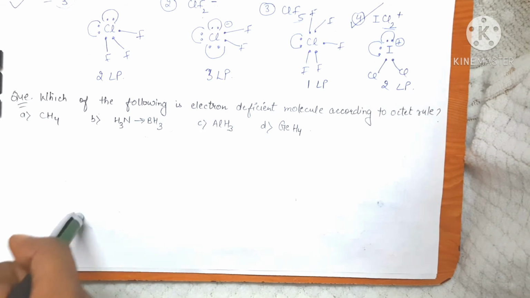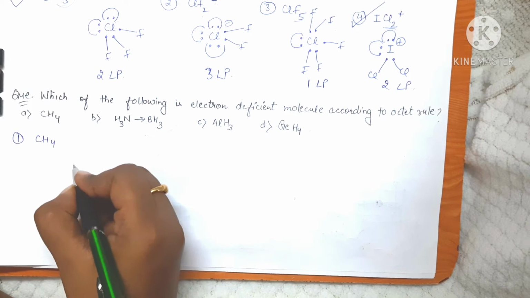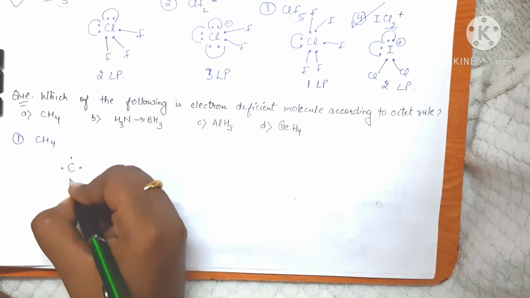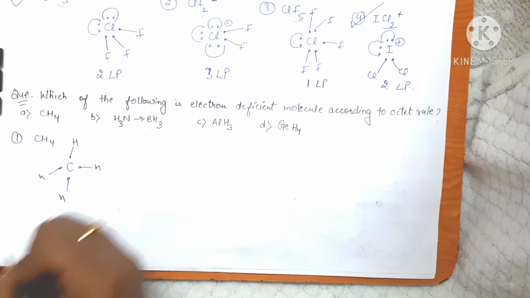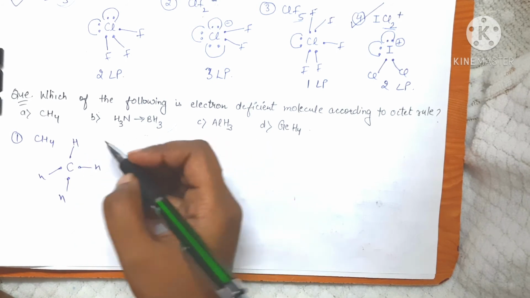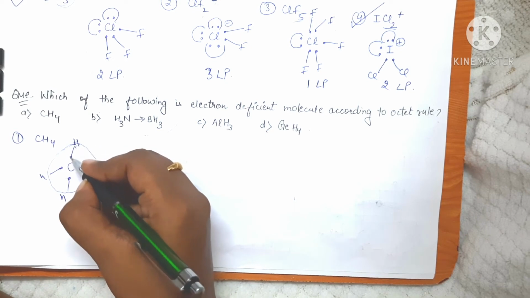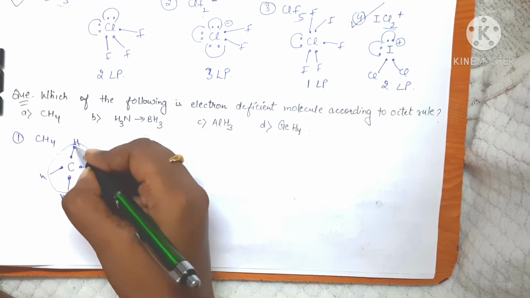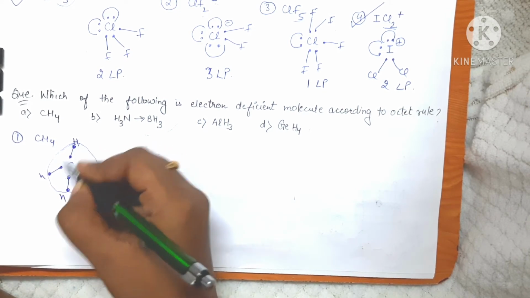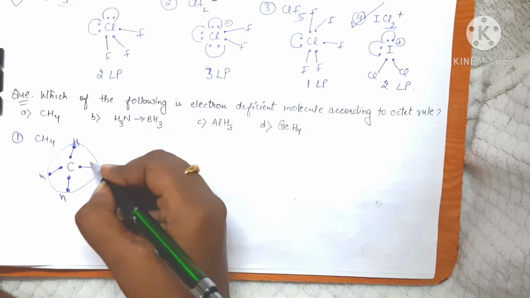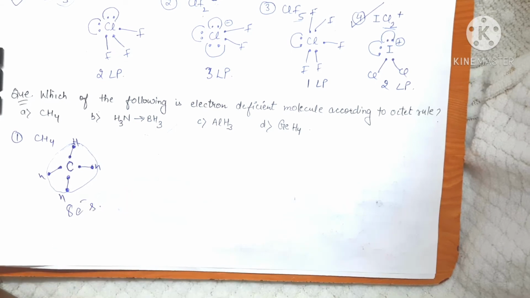So the first molecule is CH4, methane. Here carbon is having 4 electrons in the valence shell. It forms 4 bonds like this. Now how many electrons are there for the octet of this carbon? We know 4 electrons are of carbon and 4 electrons are of hydrogen, right? These bonds are formed by the sharing of electrons, so the octet of carbon is complete here. It is having 8 electrons, so it is an 8 electron species.